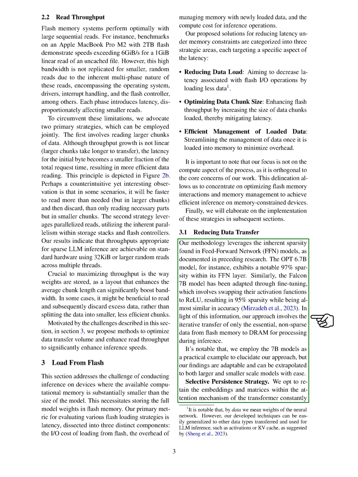Our approach takes advantage of the inherent sparsity found in feed-forward network (FFN) models. For example, the OPT 6.7b model shows a significant 97% sparsity within its FFN layer. Similarly, the Falcon 7b model, after being fine-tuned, shows 95% sparsity while maintaining almost the same accuracy. Our approach involves transferring only the essential, non-sparse data from flash memory to DRAM for processing during inference. We use the 7b models as practical examples, but our findings can be applied to both larger and smaller scale models. We choose to keep the embeddings and matrices within the attention mechanism of the transformer constantly in RAM.